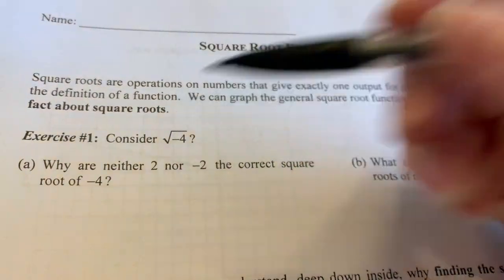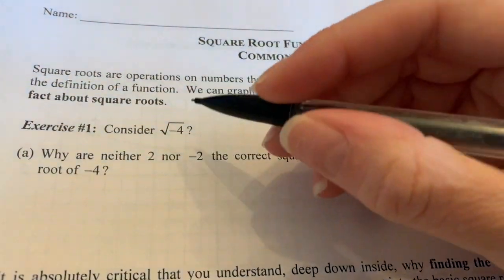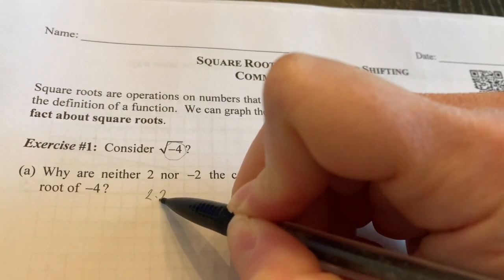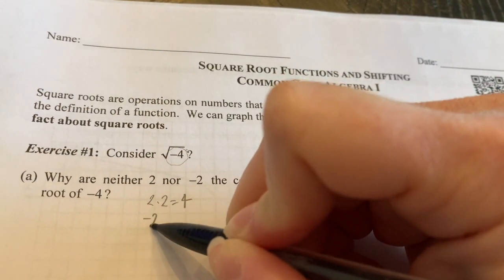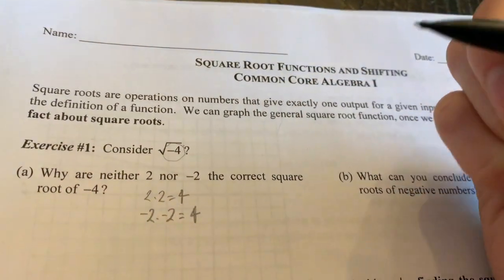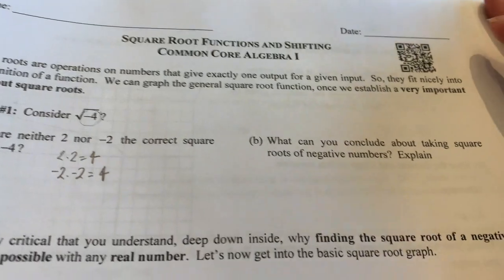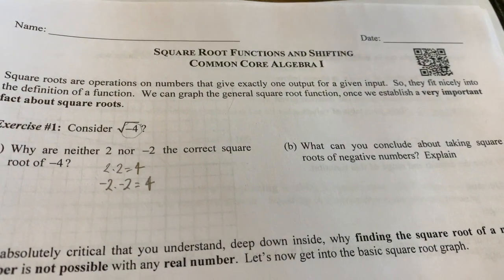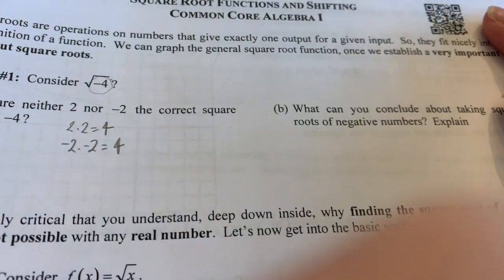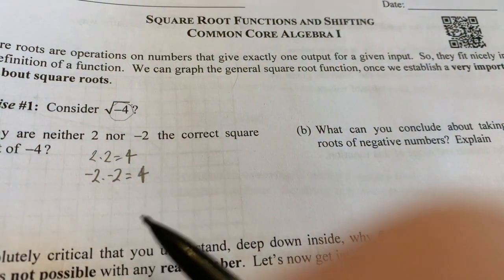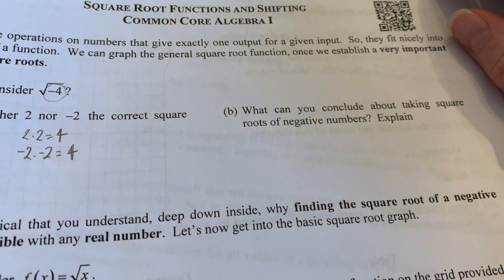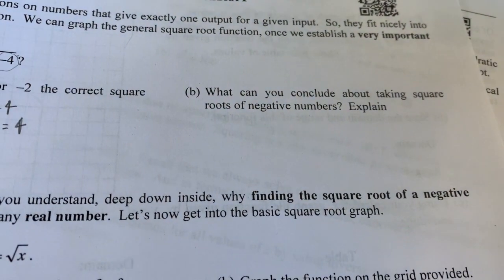When we're finding a square root, we're asking ourselves what number multiplied by itself is going to give us this number inside, right? 2 times 2 is 4, not -4. And -2 times -2 is 4, not -4. So what can we conclude about taking square roots of negative numbers? Is there ever going to be a number that you multiply by itself and get a negative answer? There never ever will be, because when you multiply a number by itself, whether it's positive or negative, it's always a positive answer. You're going to learn all about negative square roots in Algebra 2 and trigonometry and pre-calc.